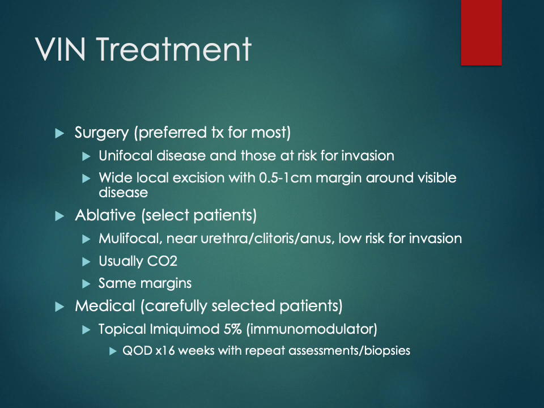For VIN treatment, surgery is the preferred treatment for most. For unifocal disease and those at risk for invasion, you really want to do a wide local excision with at least half a centimeter margins around the visible disease. We can sometimes do ablative treatment in select patients. So if it's multifocal or near sensitive areas, or the patient has been extensively sampled and is at low risk for invasion, you can do ablative procedures.